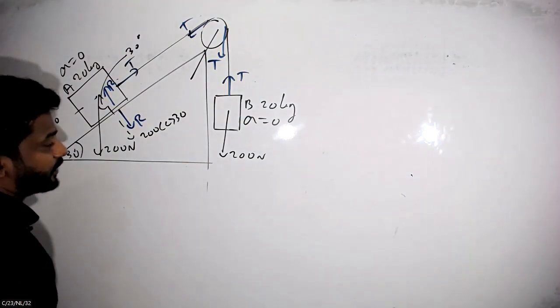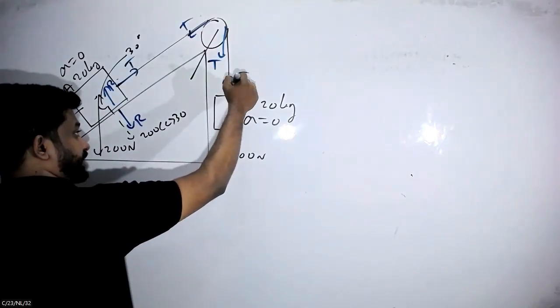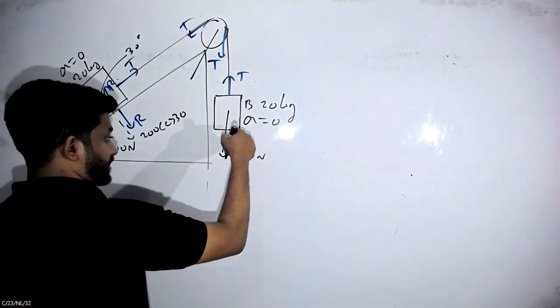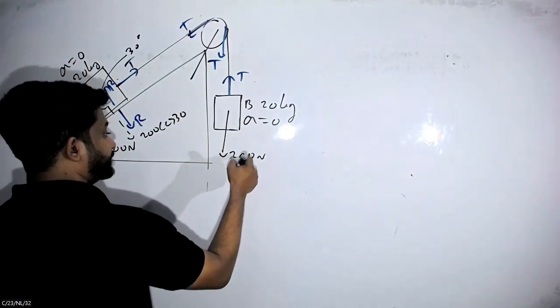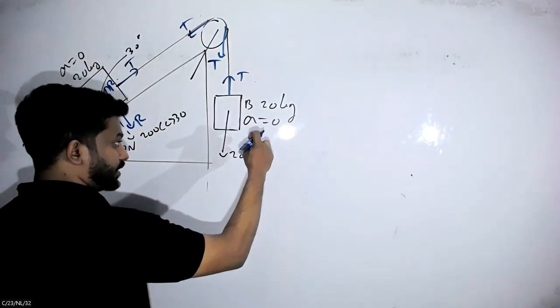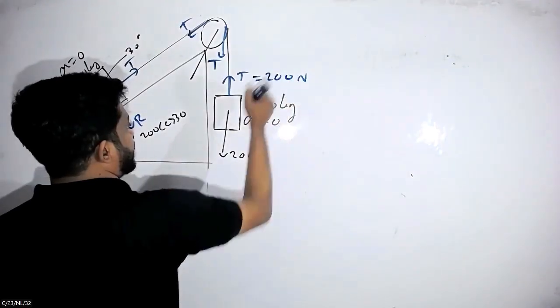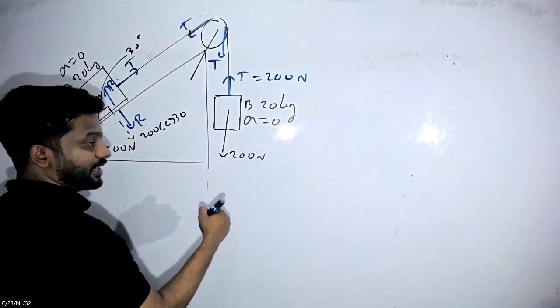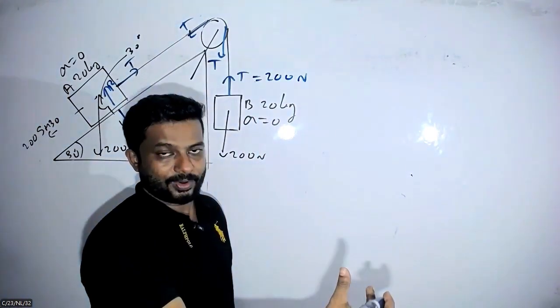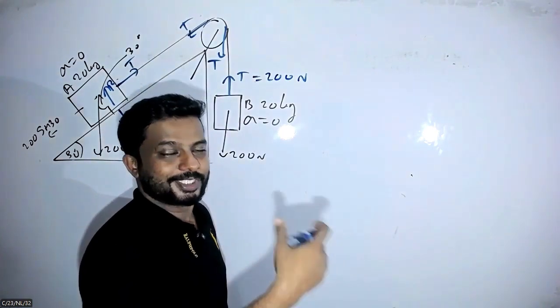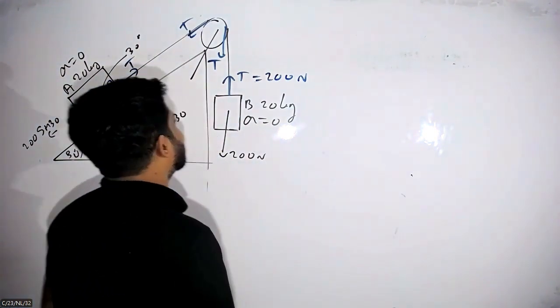Then you can identify the tension at this end because this object is at rest, no? Therefore, the resultant force acting on the object should be equal to 0. Therefore, the tension should be equal to 200 Newton. These two should be equal, right, children? Its acceleration is 0, which means the resultant force acting on the object should be equal to 0. Right.